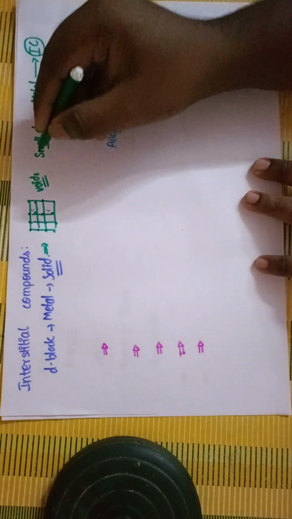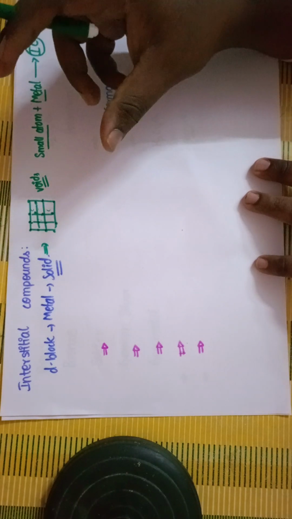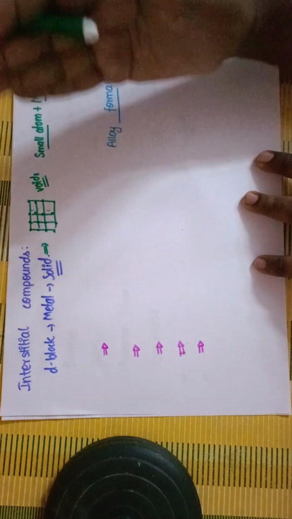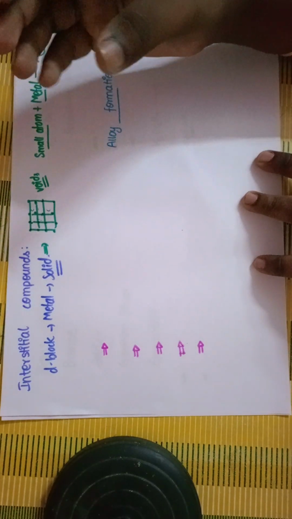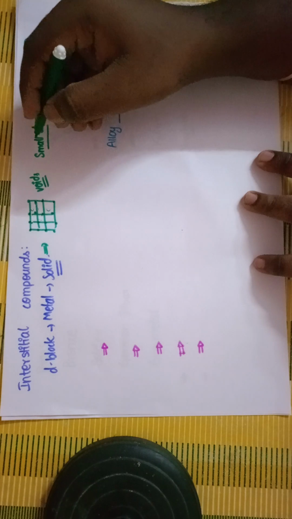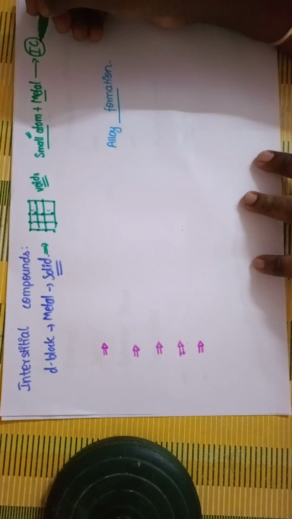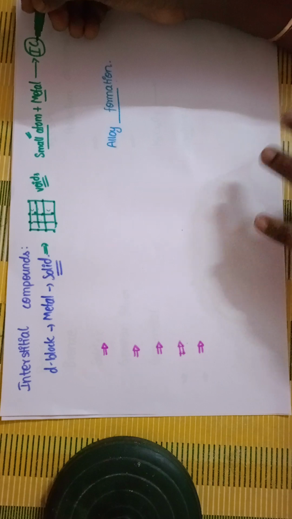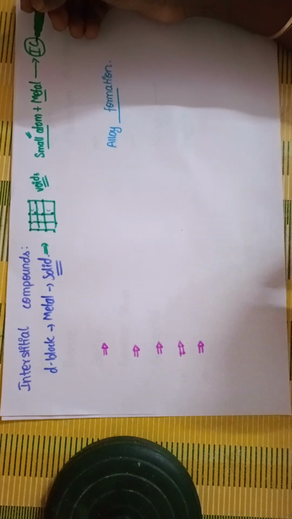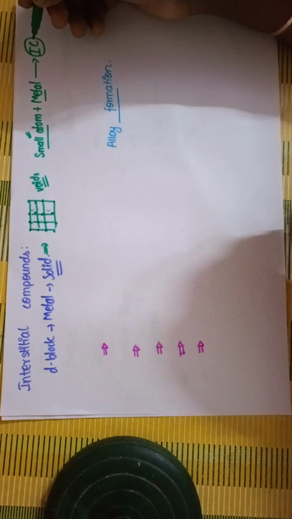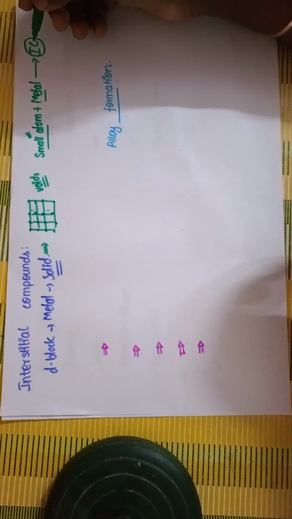The interstitial compound is nothing but this: we have solid metal. In solid metal, the atoms are arranged in a fixed manner, and there will be some space. The space will be occupied by a small atom, which leads to the formation of an interstitial compound. Why is it important? It gives a property which is very useful compared to the pure metal. The level of usage is very high compared to the pure metal.